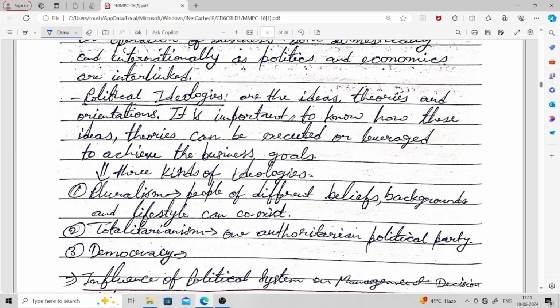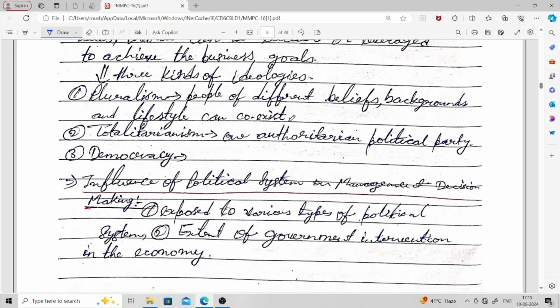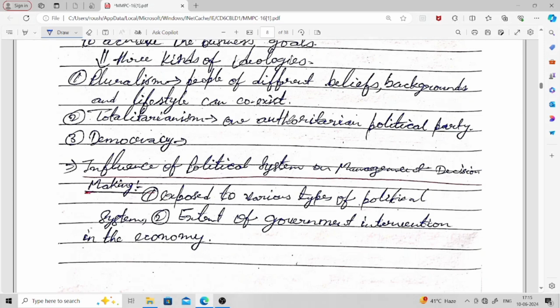The first ideology is pluralism. Pluralism means people of different beliefs, backgrounds and lifestyles can coexist. That is the first kind of political ideology. The second kind of political ideology is totalitarianism, in which an authoritarian political party rules.